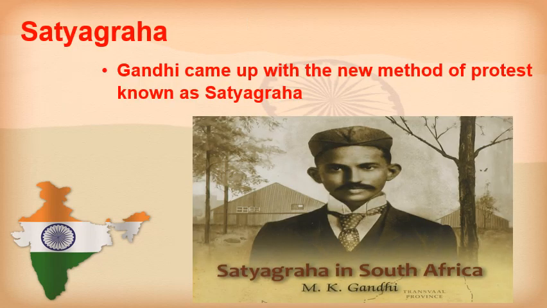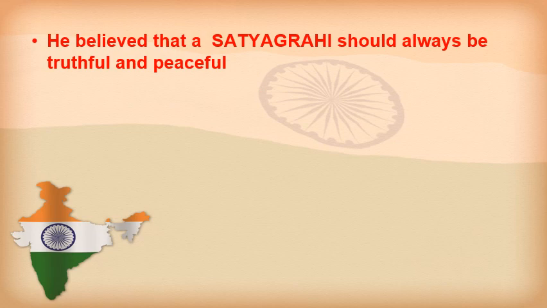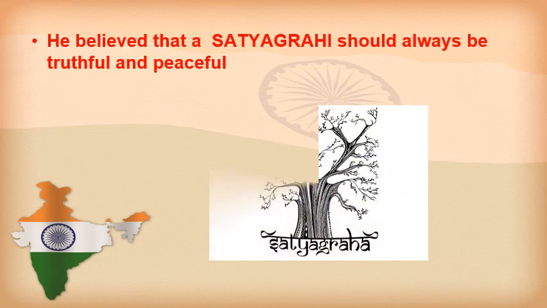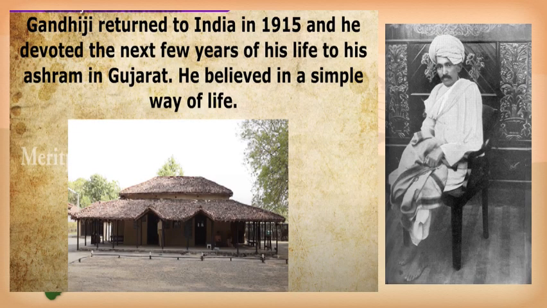The new method of protest was known as satyagraha. He believed that a satyagrahi should always be truthful and peaceful. When Gandhi returned to India in 1915, he brought with him his determination that people should be treated equally, no matter what their nationality or situation in life may be.